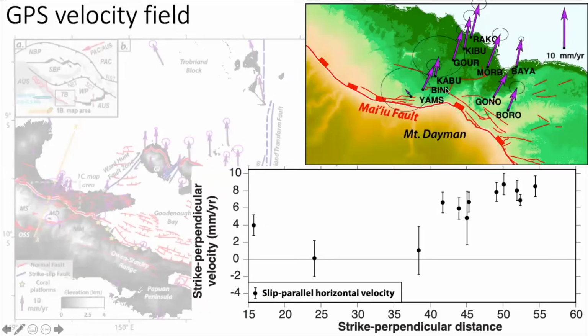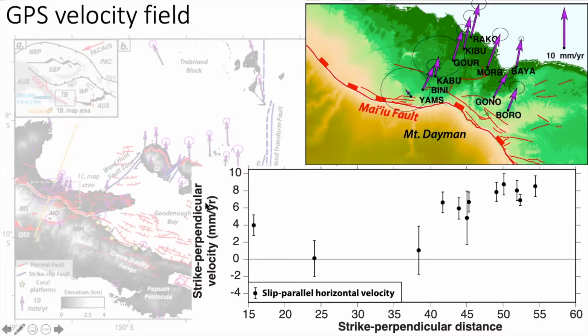Zooming in on the new sites, we can see a coastward increase in strike perpendicular velocity going out from the trace of the fault out towards the coast. So imagine taking a profile through these sites and plotting the velocity, the coastward velocity, or the velocity perpendicular to strike, which is what we see down here.